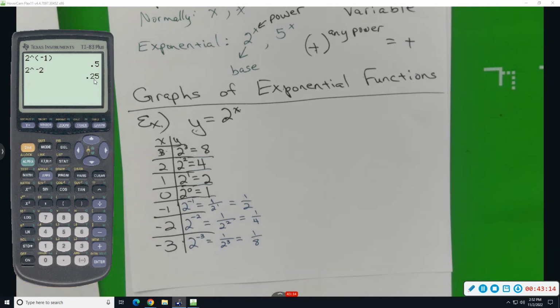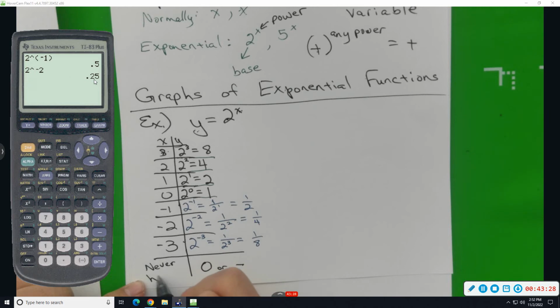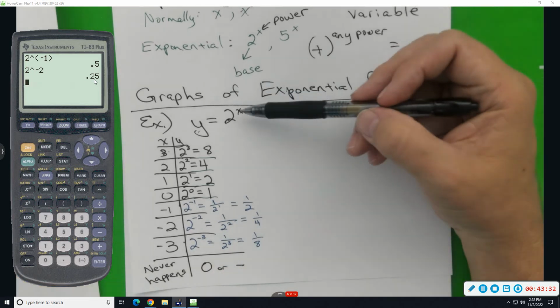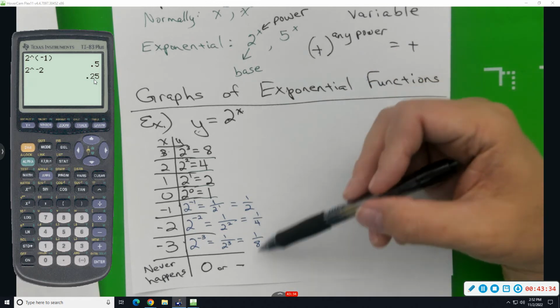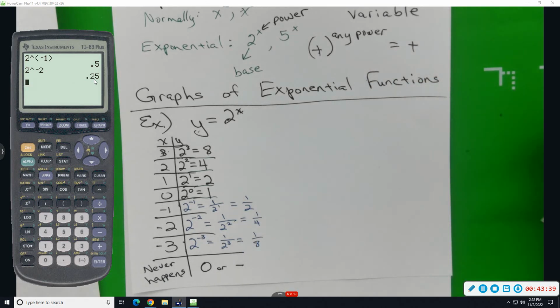But realize you will never have an instance where the y value is 0 or negative. That will never happen. Because whatever you plug in for x, the y value has to stay positive. It can't be 0, it can't be negative.